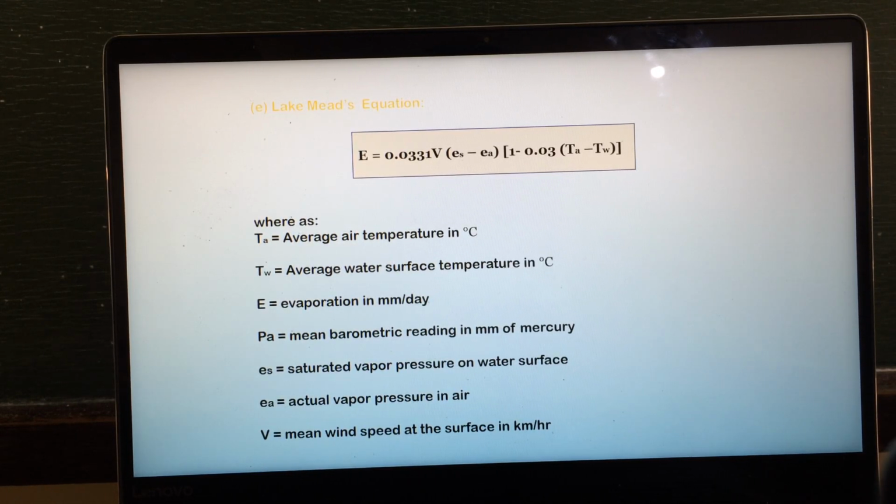whereas T sub A stands for average air temperature in degrees Celsius. T sub W stands for average water surface temperature in degrees Celsius. E stands for evaporation in millimeter per day. P sub A stands for mean barometric reading in millimeter of mercury. E sub S stands for saturated vapor pressure on water surface. E sub A stands for actual vapor pressure in air. V stands for mean wind speed at the surface in kilometer per hour.